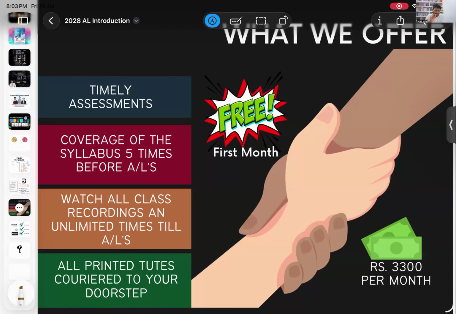The regular monthly fee is 3,300. That will include all the classes. It will include all the tutes. It will include all the recordings. Everything is there. I won't separately charge printing cost. I won't separately charge recording charges, nothing. That 3,300, everything is there except for the courier charge.